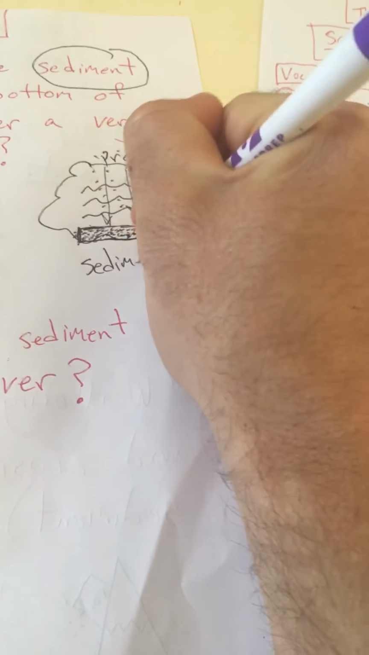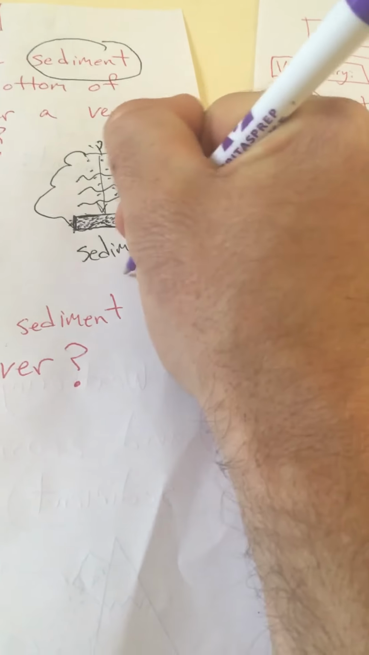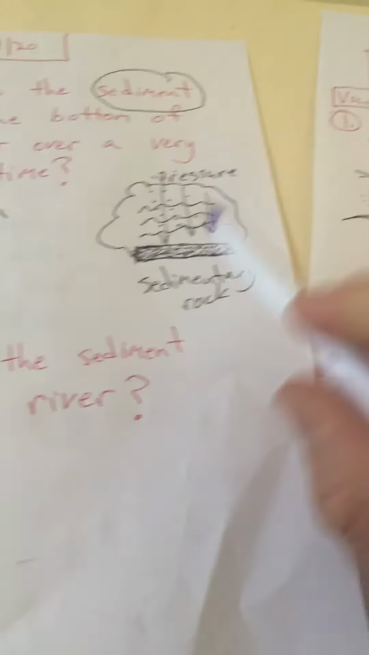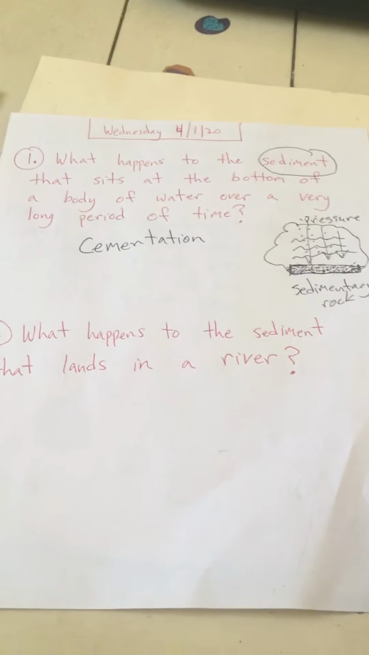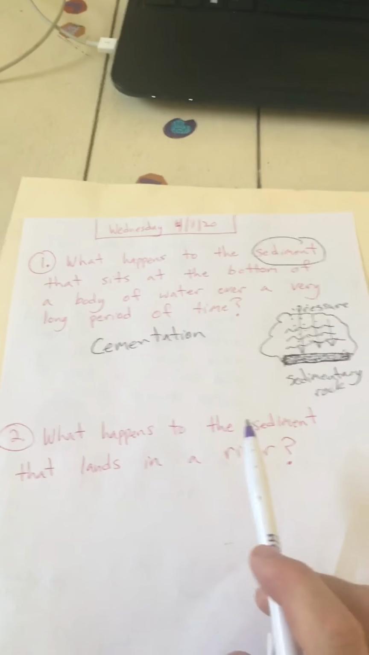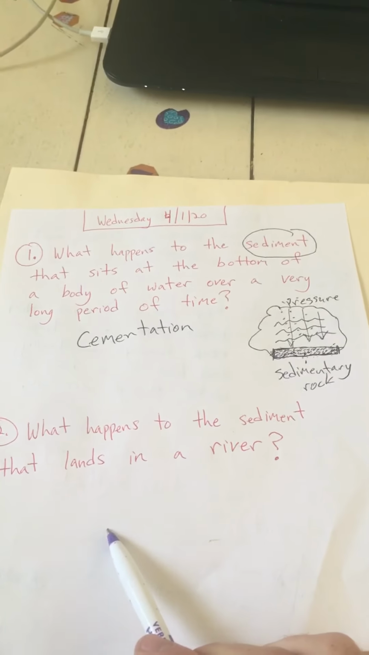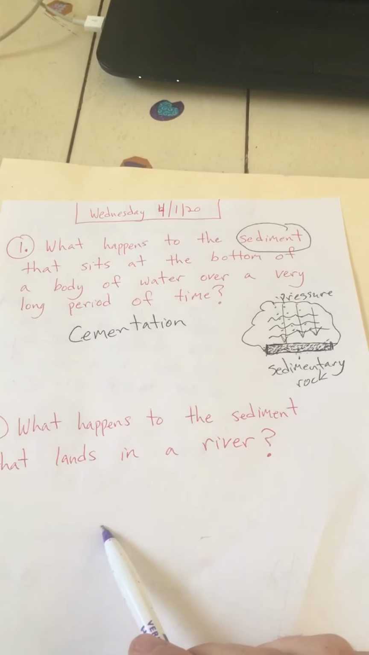That's where the word sedimentary came from, is because it was formed by the sediment at the bottom of a body of water. Okay, so that's what happens over a very long period of time with that sediment that sits down at the bottom of a body of water.